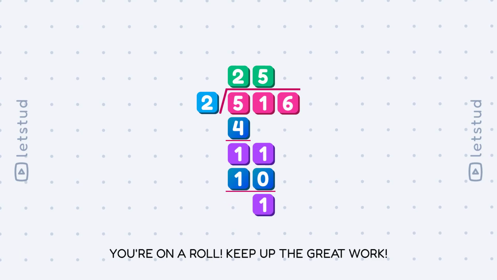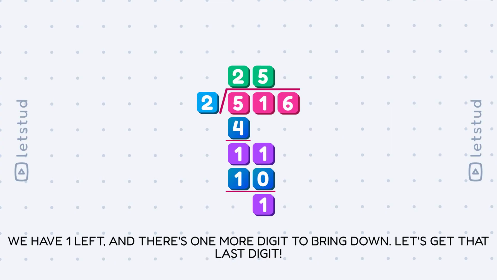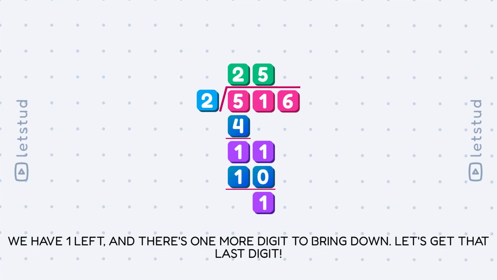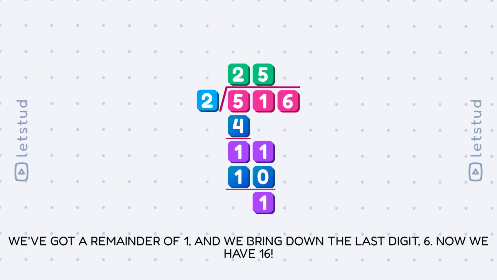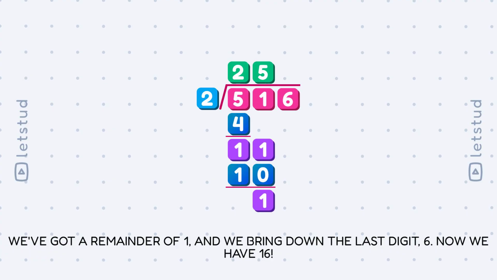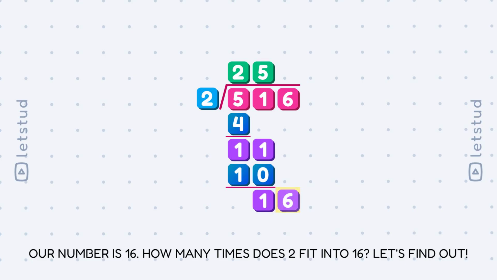You're on a roll, keep up the great work. We have 1 left and there's 1 more digit to bring down. Let's get that last digit. We've got a remainder of 1 and we bring down the last digit, 6. Now we have 16. Our number is 16.